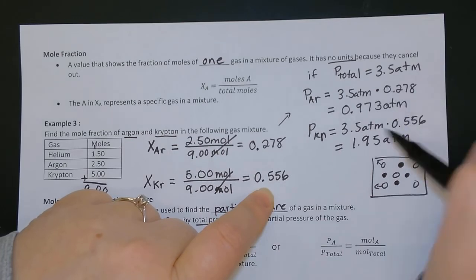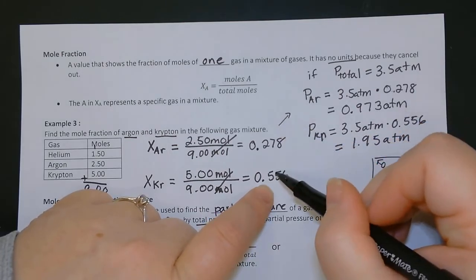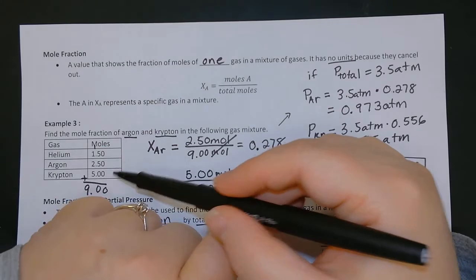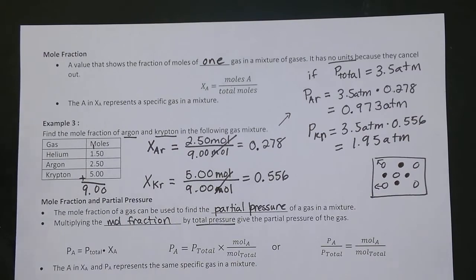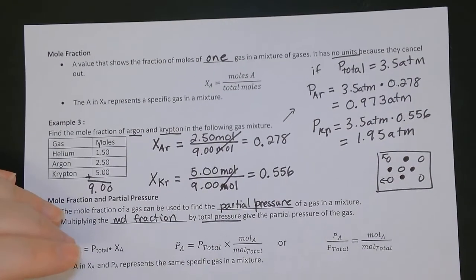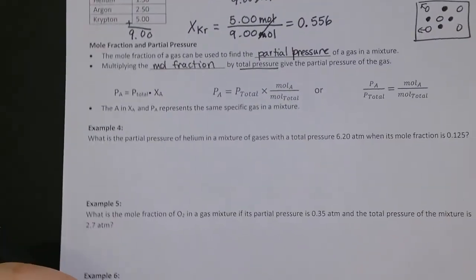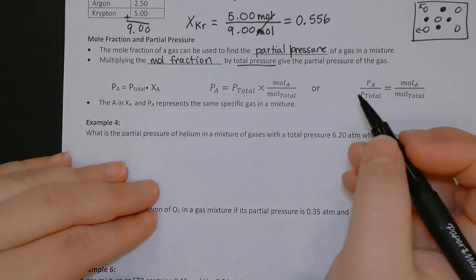Notice it's about twice as much, right? If the mole fraction is twice as much, if I have twice as many moles of krypton, then I'm going to create twice as much pressure from krypton because there's more particles there. They're bumping into the sides of the container more. So that's how our mole fraction, partial pressure, and total pressure can be used with each other.